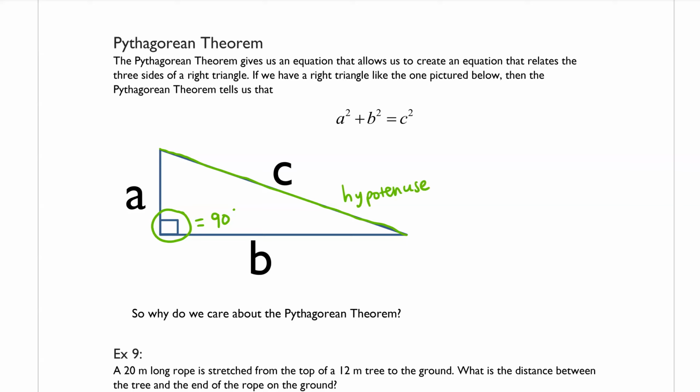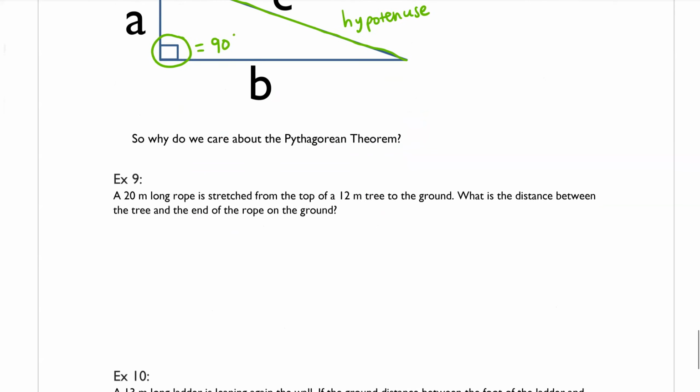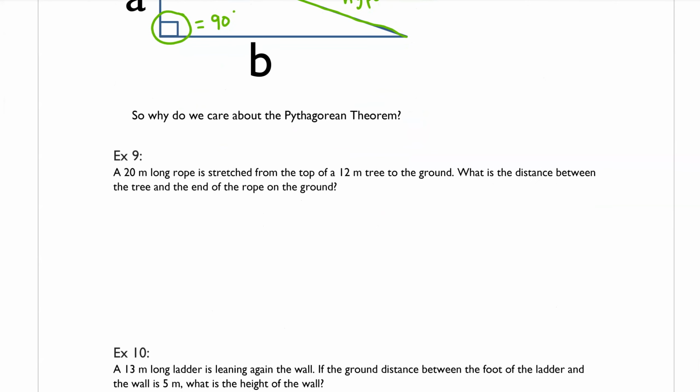Okay, so why do we care about the Pythagorean theorem? It comes in handy when we're dealing with real-world applications. Like example 9 says, a 20-meter long rope is stretched from the top of a 12-meter tree to the ground. What is the distance between the tree and the end of the rope on the ground?